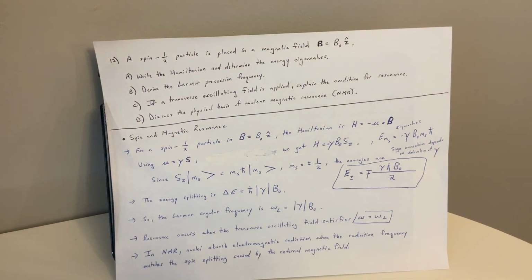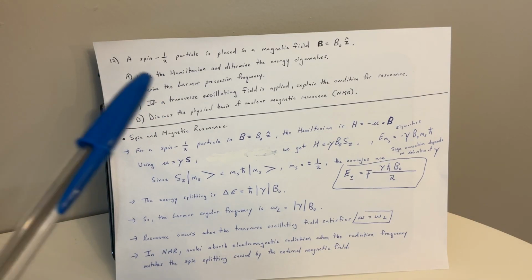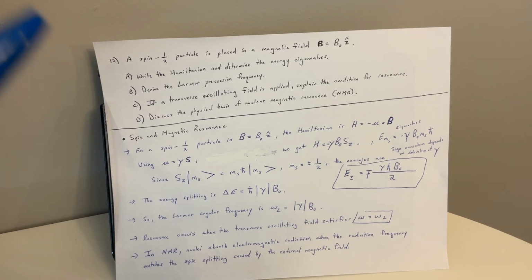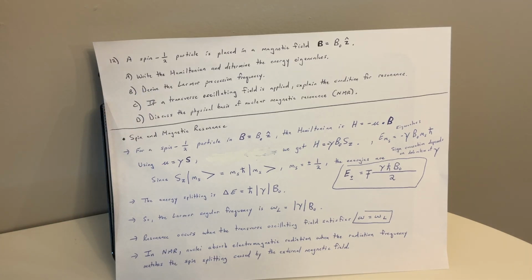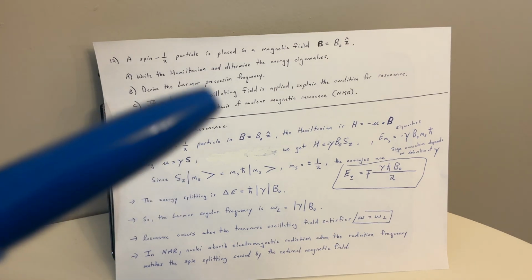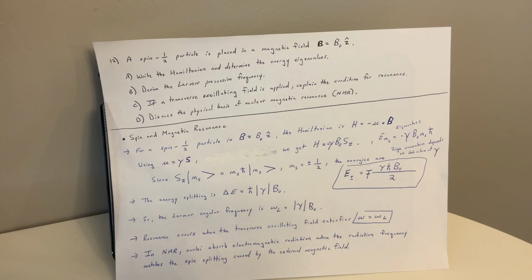Okay, so number 12. I'm going to go through A, B, C, and D first in a condensed fashion, and then we'll go over the derivation of the Larmor precession frequency in more detail on the next page. A spin 1/2 particle is placed in a magnetic field B equals B naught z hat. Write the Hamiltonian and determine the energy eigenvalues. Derive the Larmor precession frequency. If a transverse oscillating field is applied, explain the condition for resonance. Discuss the physical basis of nuclear magnetic resonance, NMR.